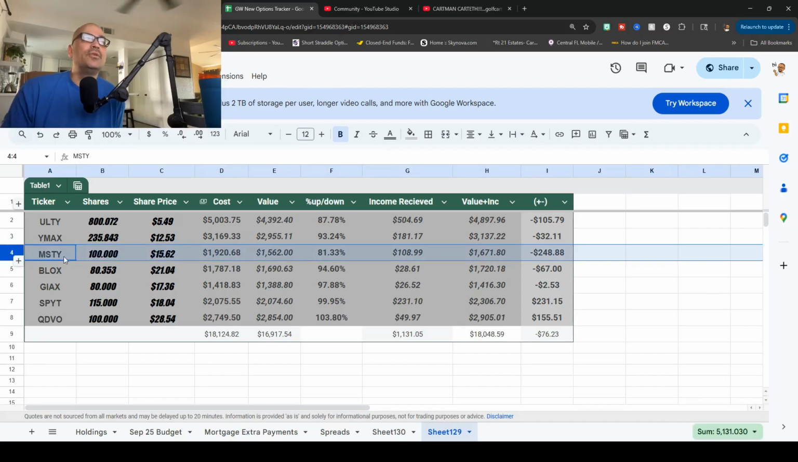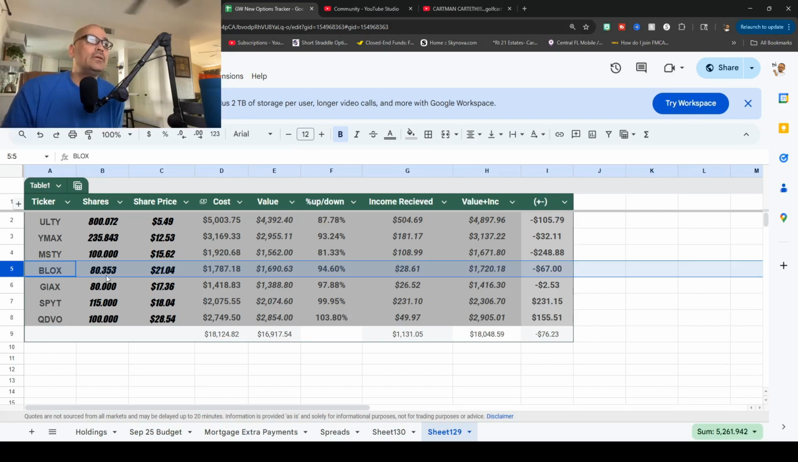MSTY is extremely disappointing. Cost of $1,920 at 100 shares. Its current value is $1,562, so we're down almost 20%, 19%. Received $109 in income, down $250, and that's just 2 months. Blocks is relatively new, probably a month old. I own 80 shares of it. $1,787 cost, $1,690 current value, so you're down 5%. Received $28.61 in income. Value plus income is $1,720.18, down $67.